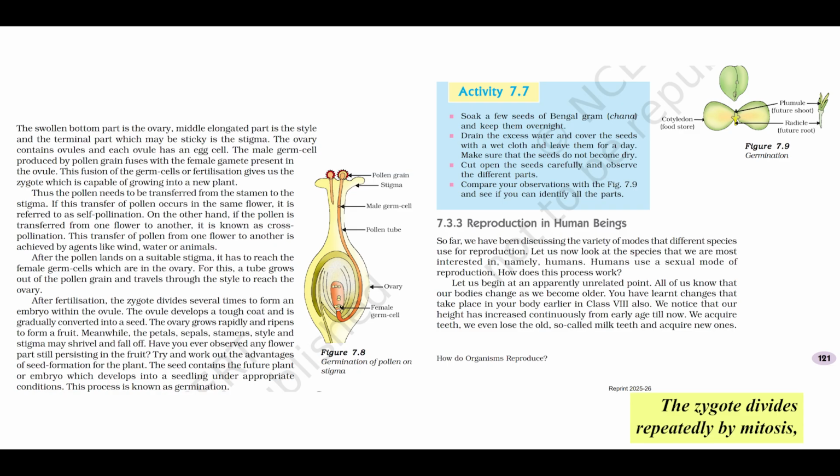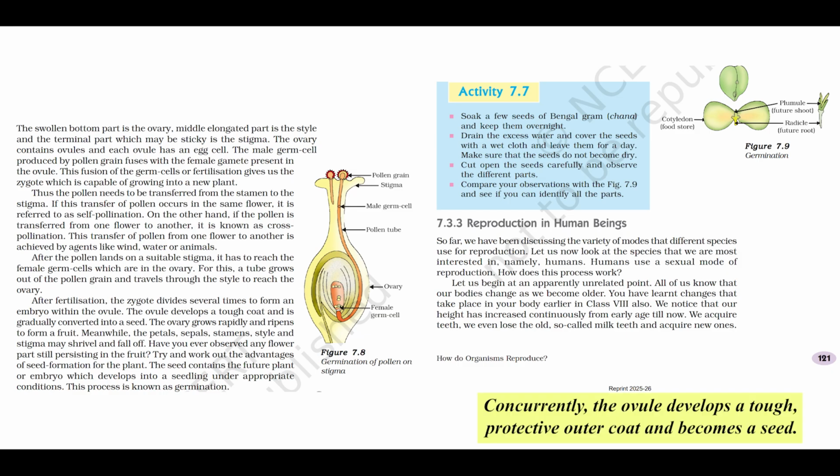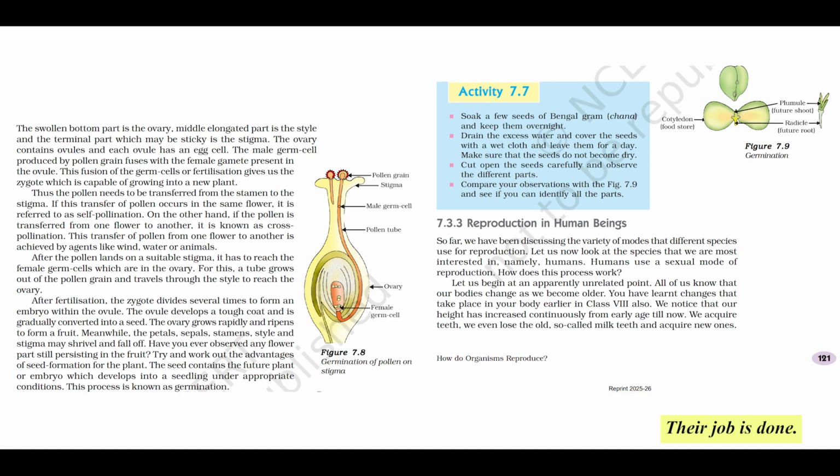The zygote divides repeatedly by mitosis, forming a multicellular embryo within the ovule. Concurrently, the ovule develops a tough, protective outer coat and becomes a seed. Meanwhile, the entire ovary surrounding the ovules grows rapidly and ripens, developing into a fruit. As these changes happen, other flower parts, petals, sepals, stamens, style, stigma, usually shrivel and fall off. Their job is done. The zygote becomes embryo, ovule becomes seed, ovary becomes fruit, petals fall off.